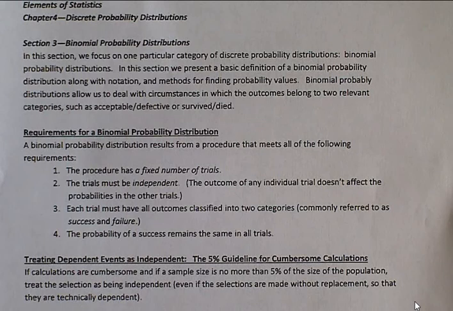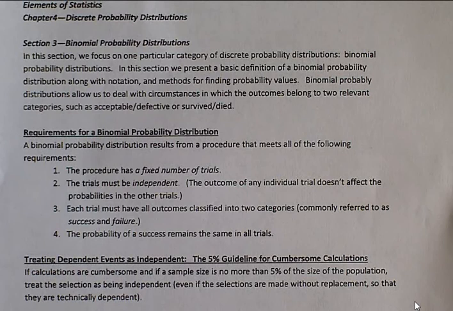So it says down below there that you have 5 requirements for it to be a binomial probability distribution. Okay, first of all, the procedure has to have a fixed number of trials. Okay, so you're only going to do this thing so many times. The trials must be independent. Each trial must have all outcomes classified into only 2 categories. And then the probability of success has to remain the same in all the trials. Okay, I guess there's only 4, sorry.